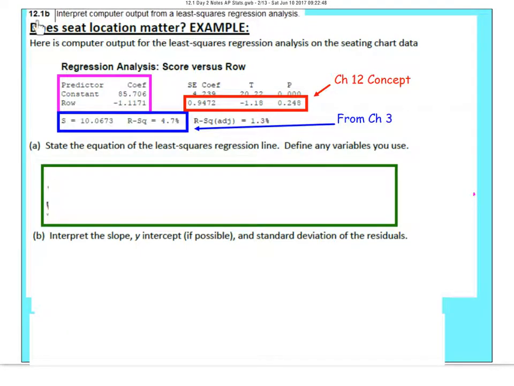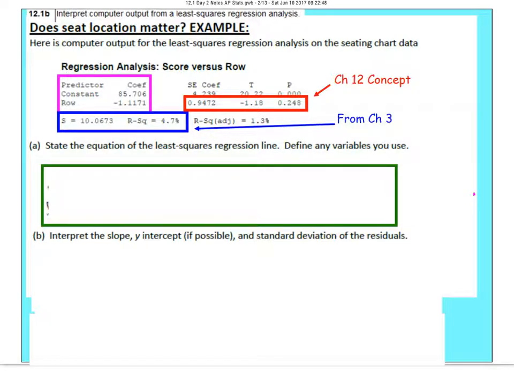Let's look at 12.1b, which is interpreting computer output from a least squares regression analysis. Now, I will tell you, of the questions I've seen for Chapter 12, a lot of them have to do with interpreting the computer output and making some decisions. Let's first look at question A. State the equation of the least squares regression line. Define the variables you use.